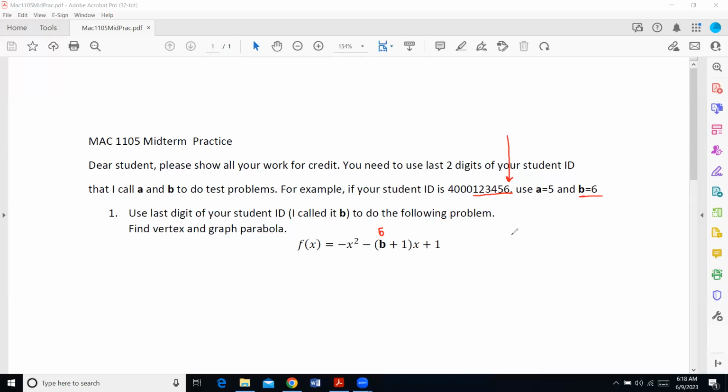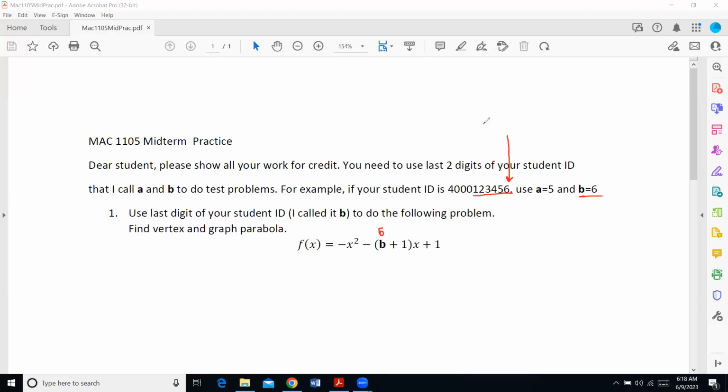And again, the problems will be the same, but the reason I did this is because answers are not supposed to be the same for a take-home test, so they should be a little bit different. The only reason I want you to use the last digit of your student ID is for the whole class not to get exactly the same answer.